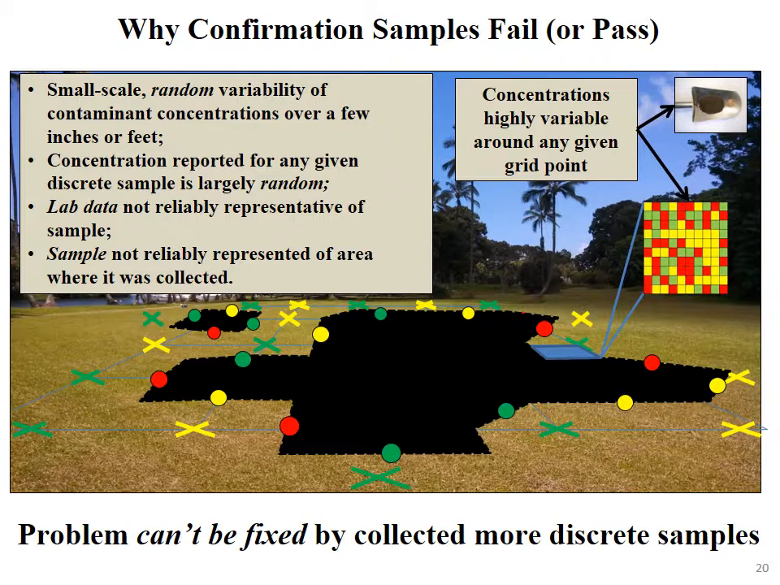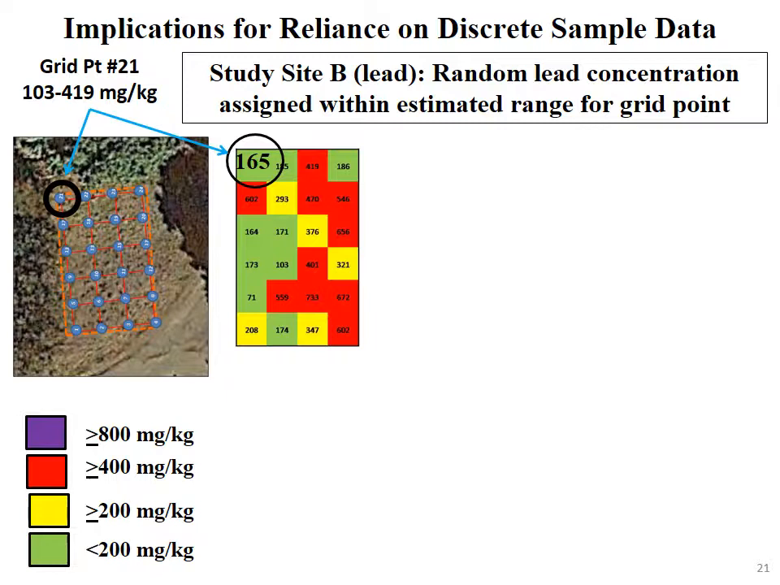It may only be a range of two. It may be a range of two or three orders of magnitude. You'll never really know that. The problem can't be fixed by collecting more and more discrete samples. The more you collect, really, the deeper you dig yourself into the rabbit hole. This has a lot of really important implications for reliance on discrete soil sample data.